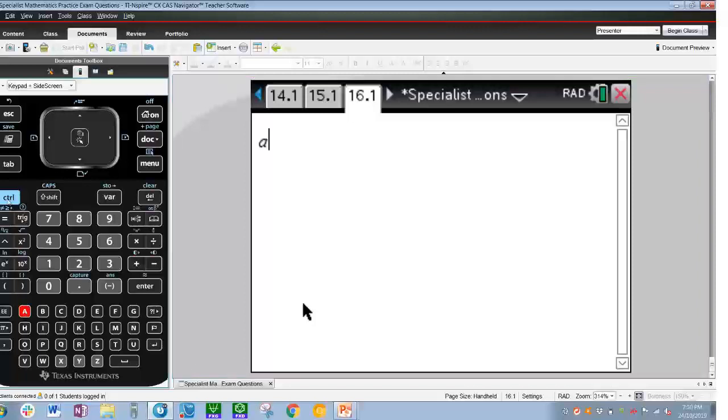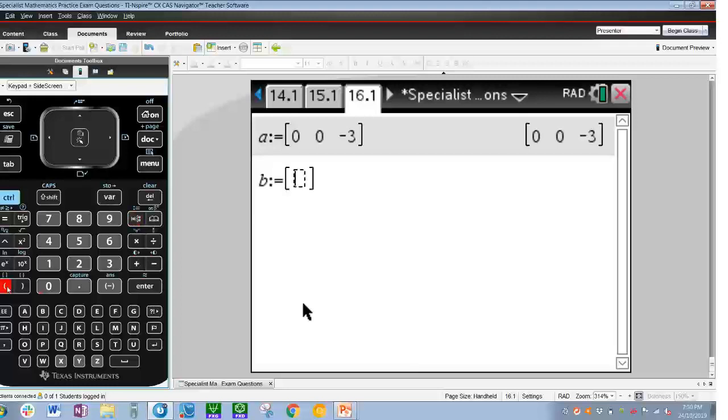A, and then control template to get define, then control open bracket to get a vector. So our vector A is simply negative 3k. So to type that in, it's 0i, 0j, and negative 3k. So that's A done. Now let's go to vector B, which is i plus nj. So B, control open new vector, and there we go.